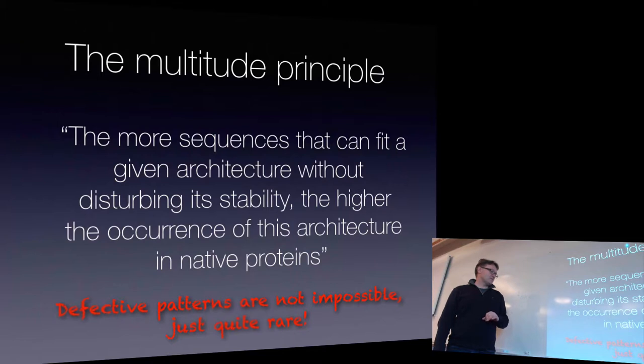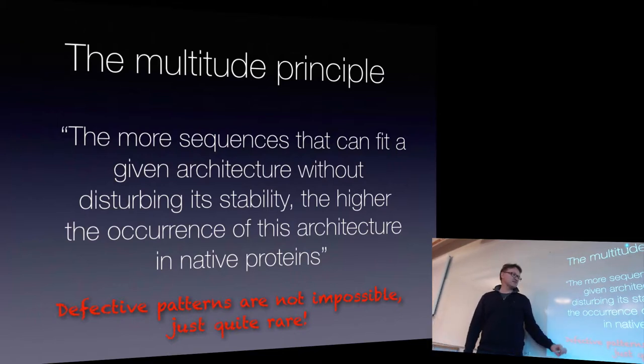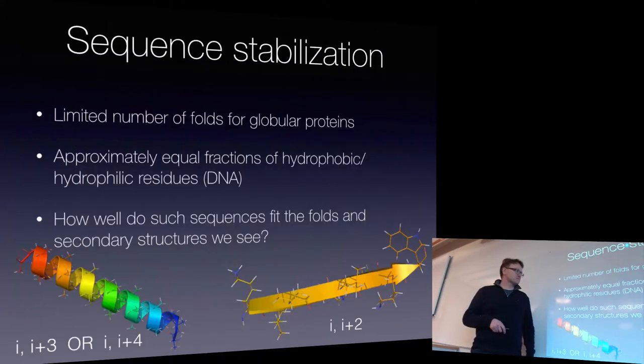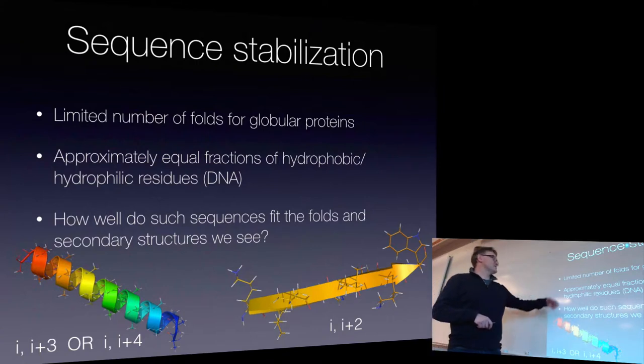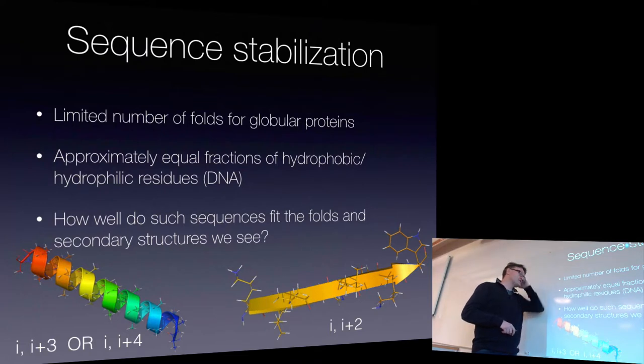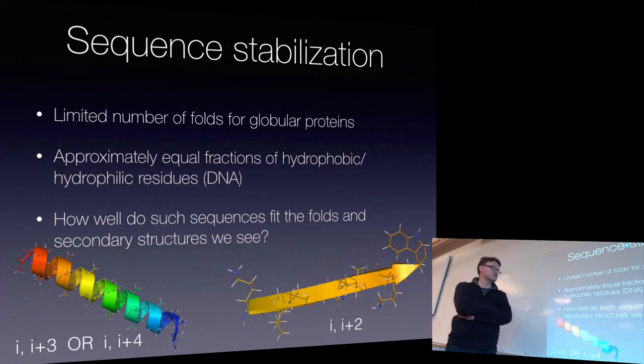So there is still something similar to the Boltzmann idea: defective things are not impossible, just as high energy things are not impossible. It's just that they're less common. And we've seen this with helices and sheets and everything. There are a limited number of folds for globular proteins. You could argue that was the case when we saw that we only had helices and sheets on the secondary structure level. Yep. I just had a question about the Boltzmann distribution of proteins.